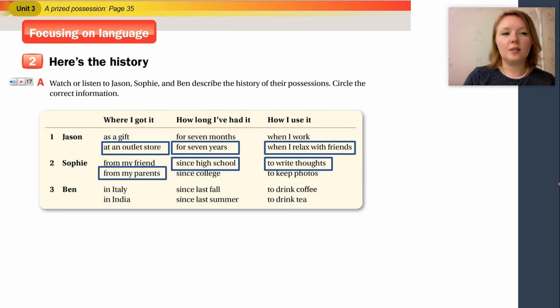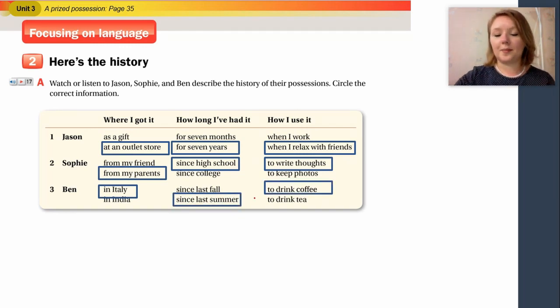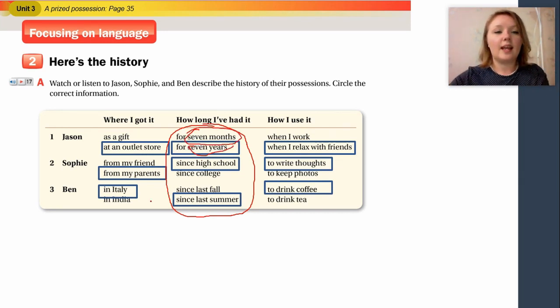Lastly, Ben talked about how he got his item in Italy. He's had it since last summer and uses it to drink coffee. So here in this example, we see using for and since, right? For 7 months, for 7 years, those lengths of time. And then things like since high school or since last summer means from that point in time, okay?